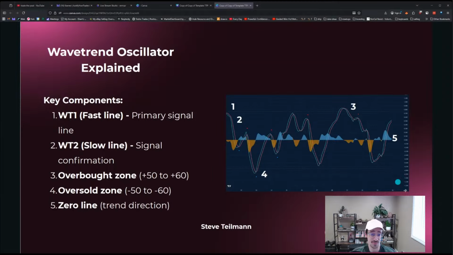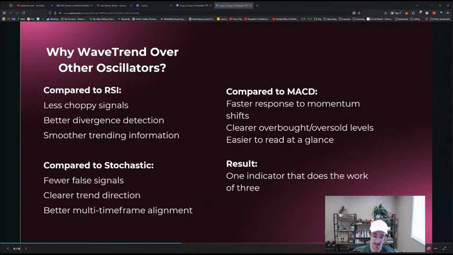So where was I? Let's get back into it here. Why WaveTrend oscillators? Why not a MACD? Why not an RSI? Why not a stochastic? Well, let's talk about it.